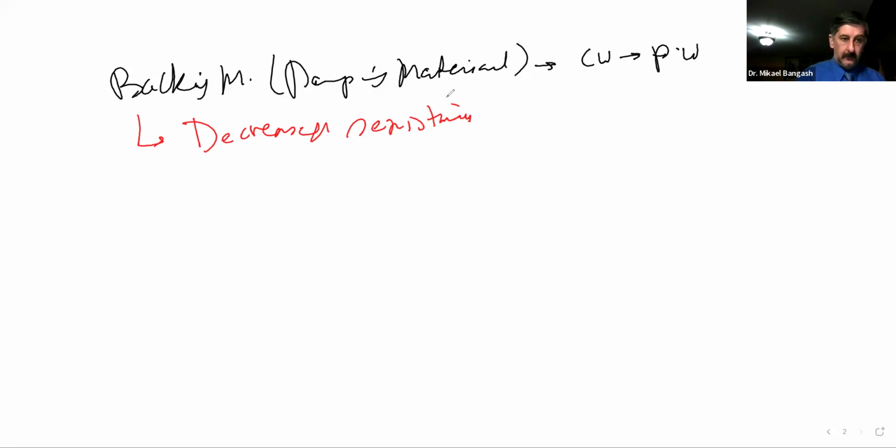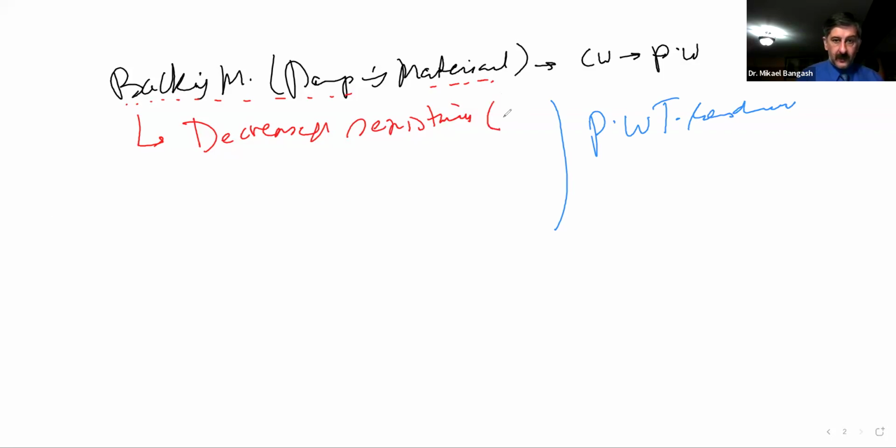Please keep in mind, guys, these are all due to the backing material. So what are these going to be? These are all going to be features of a pulsed wave transducer. It will have decreased sensitivity. As far as the decreased sensitivity is concerned, that is a negative effect or a negative consequence of having the backing material. What this decreased sensitivity means, we'll come to that in just a little bit.